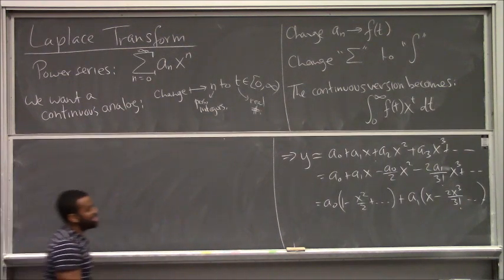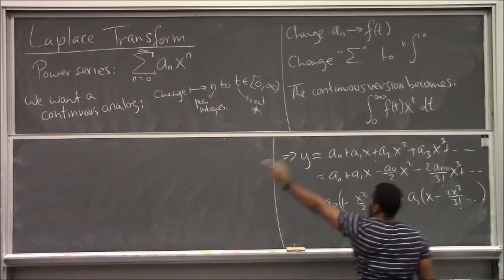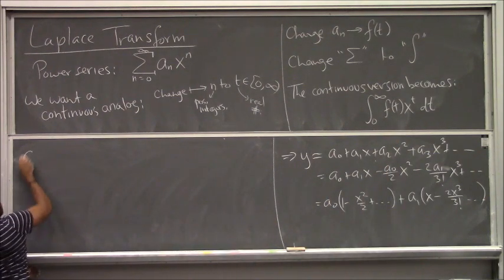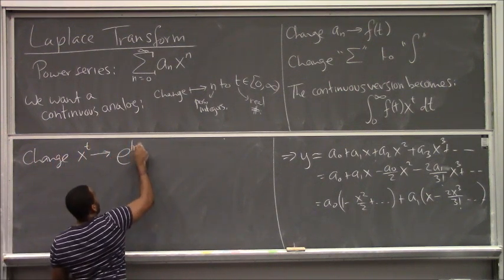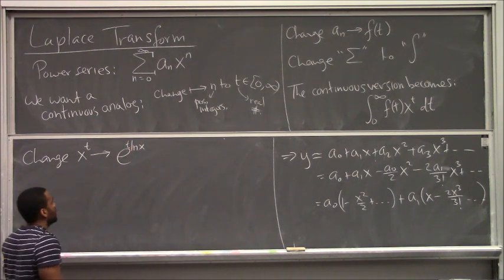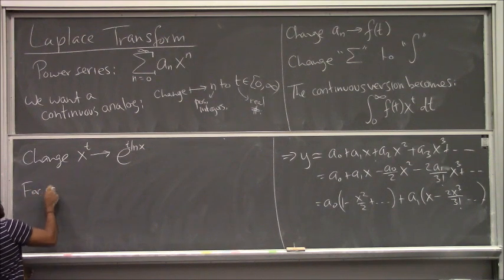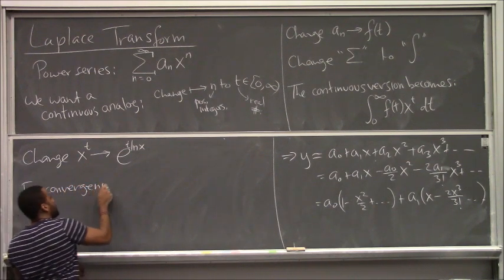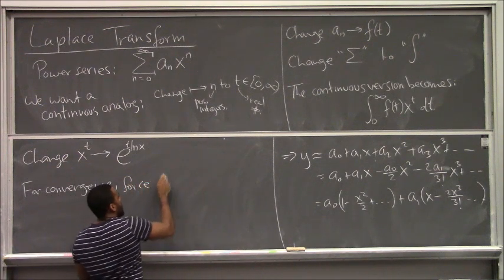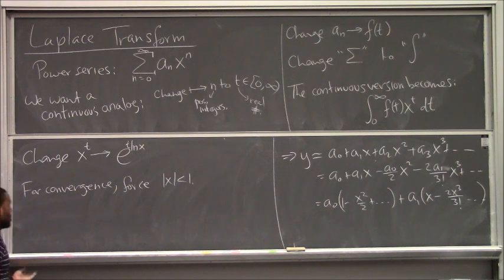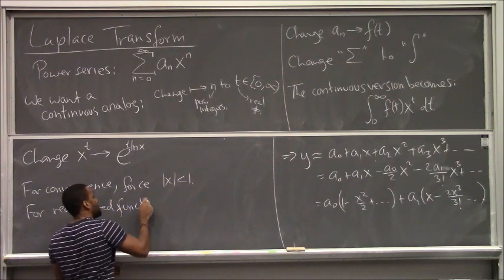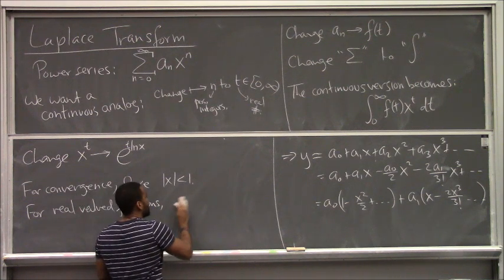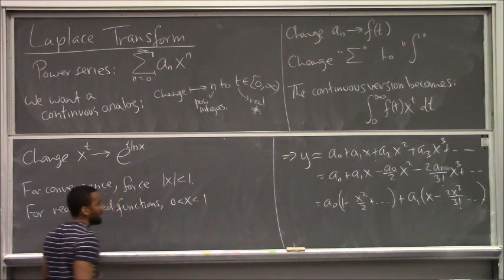Now, x to the t is just an exponential function, but it's a very weird exponential function. So we can write this as e to the ln of x to the t, which is e to the t ln x. And for convergence, we force our x to be less than 1 in absolute value. And for real-valued functions, we restrict x to be even smaller, only between 0 and 1.